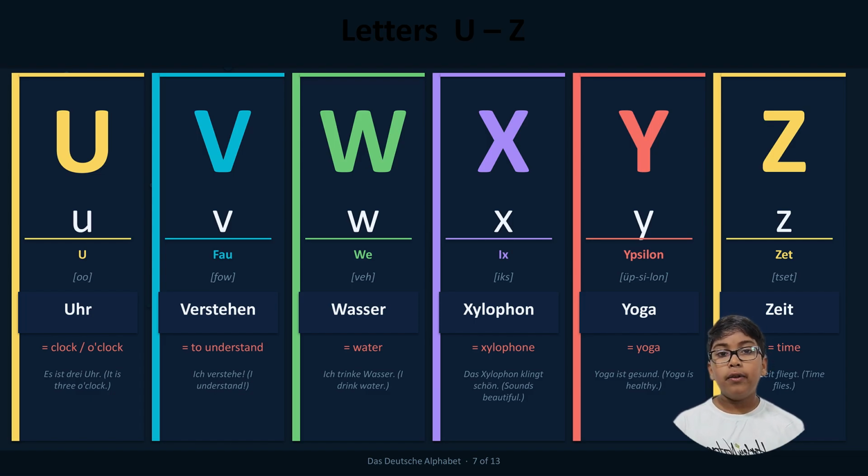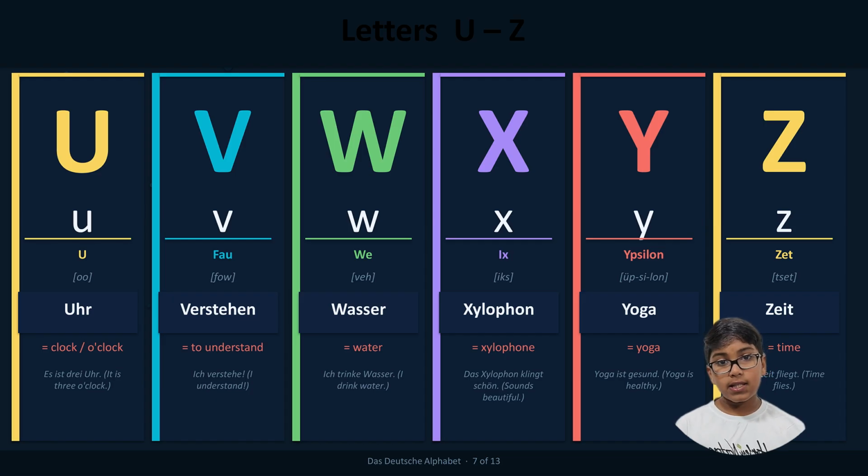U, V, W, X, Y, Z. And some of these are absolute game changers. Listen carefully. U, pronounced as U, like the U in the English word moon. The example word is Uhr. Say it. Uhr. It means clock or o'clock. Es ist drei Uhr. It's 3 o'clock.